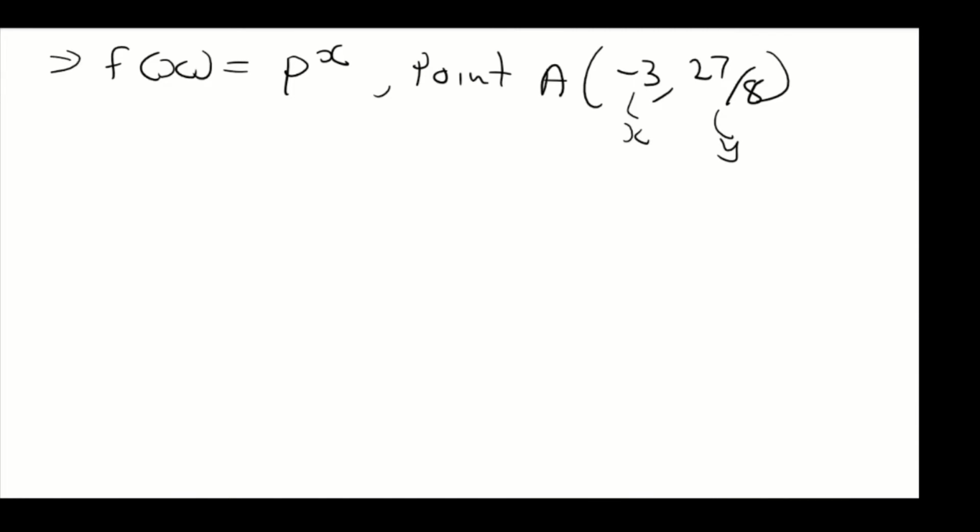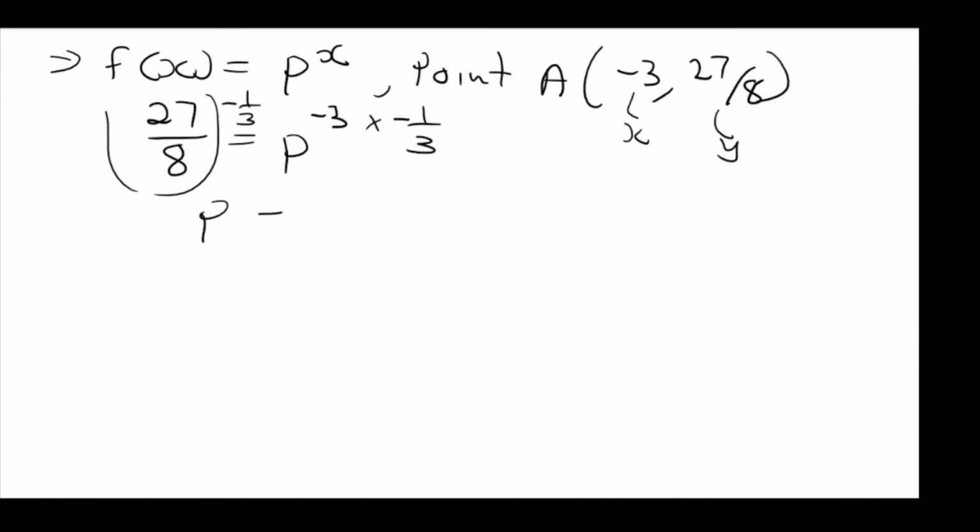So where there's f of x, we're going to put 27/8 equals p to the power of -3. Then to find the value of p, we simply multiply the power by -1/3, its inverse. So p should be equal to 27/8 to the power of -1/3, and if you use a calculator, you will find the value to be 2/3. So our p value is definitely 2/3.